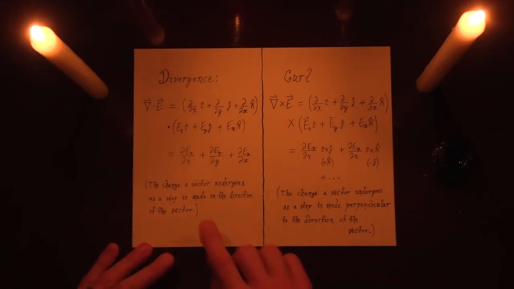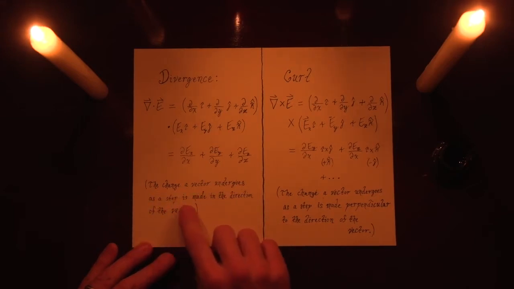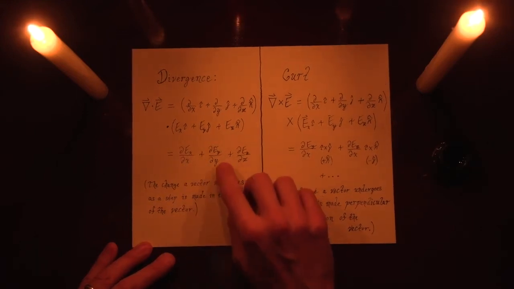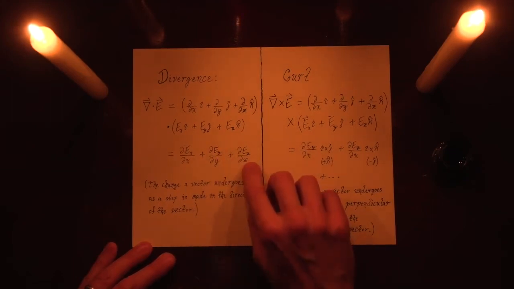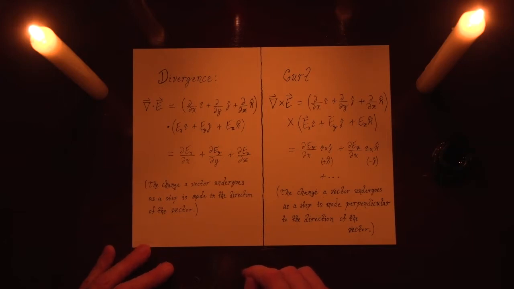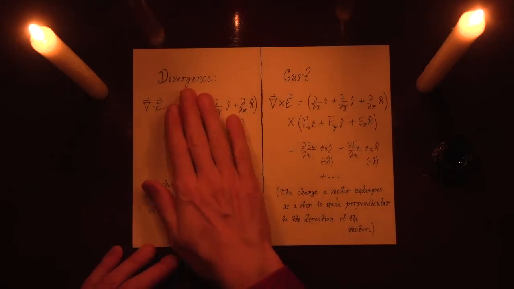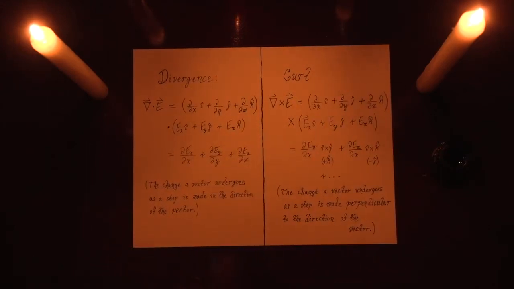So in other words, as I just showed you, the divergence is the change a vector undergoes as a step is made in the direction of the vector. As you step in the x direction, how does the x component change? As you step in the y direction, how does the y component change? And as you step in the z direction, how does the z component change? So if you want to copy this down, go ahead. But again, it's not necessary. This is far beyond our course. But if this sort of thing interests you, then go ahead and copy this and leave space for the other kind of derivative, the curl, which I'm going to talk about later.